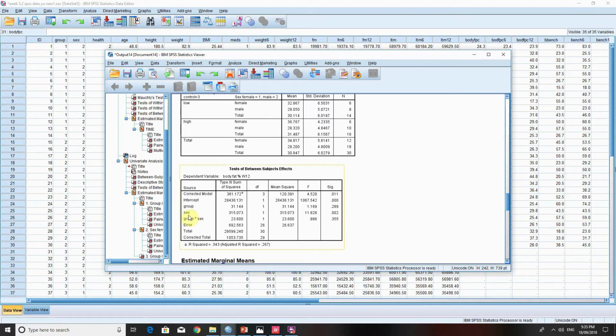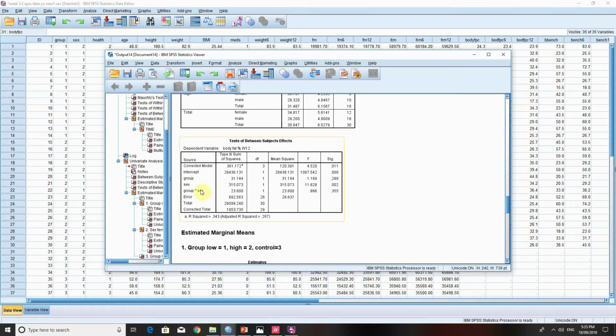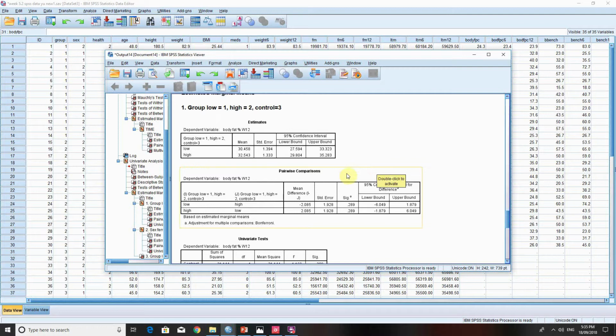Gender is having a significant effect on body fat percent at week 12. And for the group times gender column, there is no significance, which means there isn't an interaction occurring between gender and the group. And so then there's some pairwise comparisons.